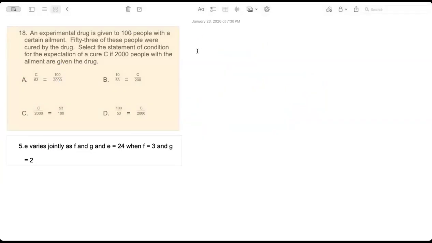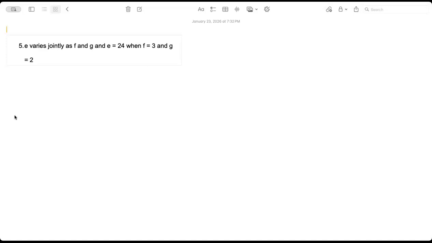Okay, I'm going to do the next one. Joint variations. Guys, are all of you listening? E varies jointly as F and G. There are three quantities in here. E varies jointly as F and G.